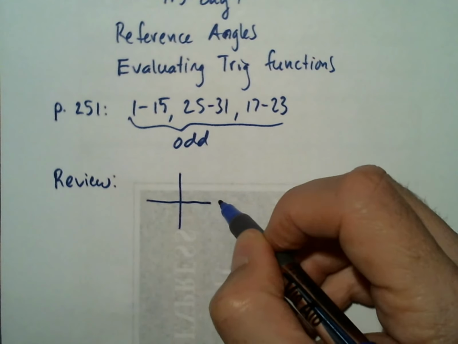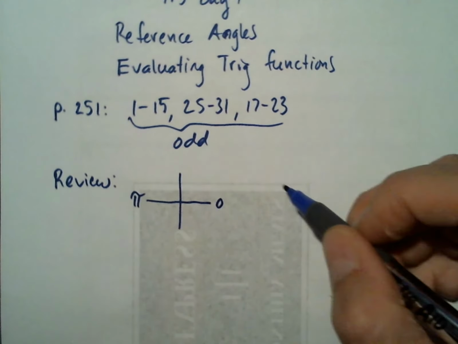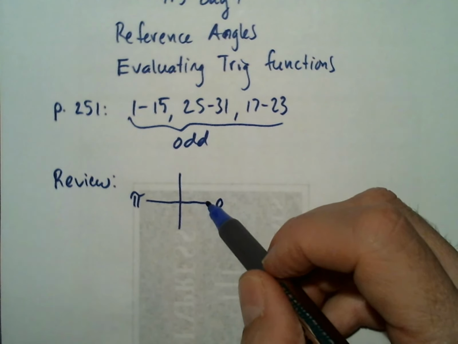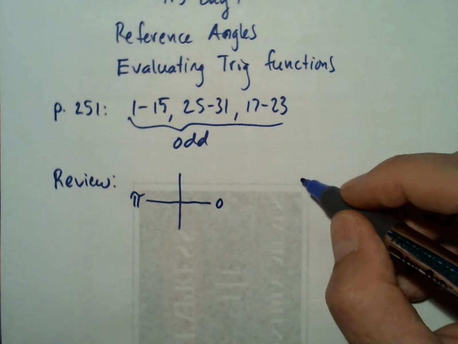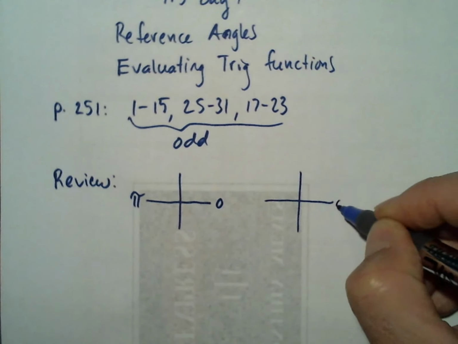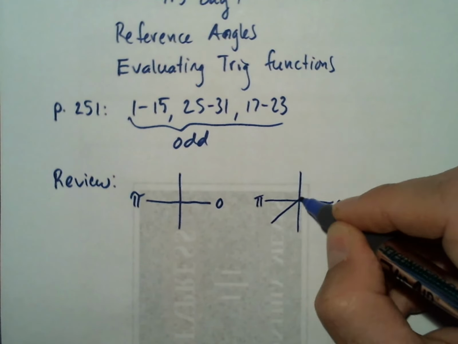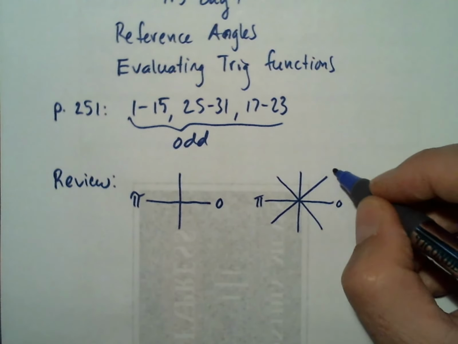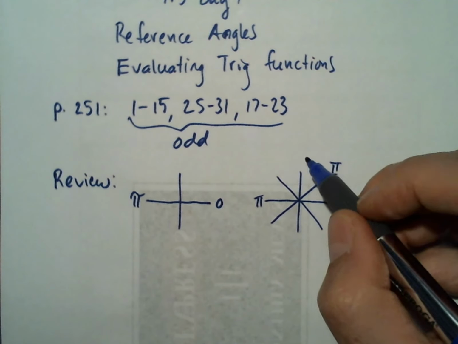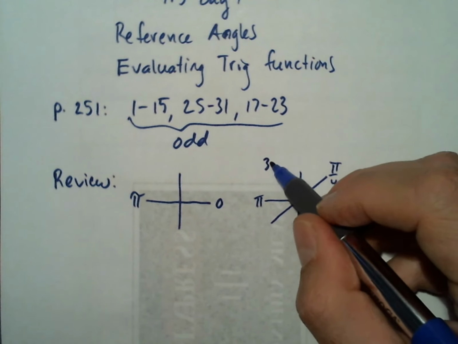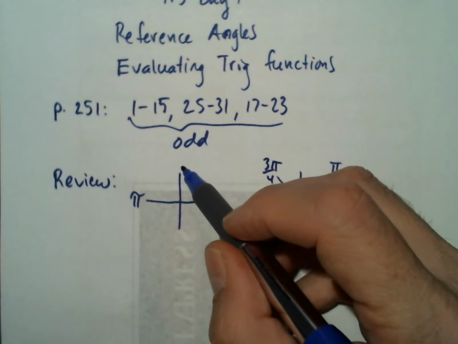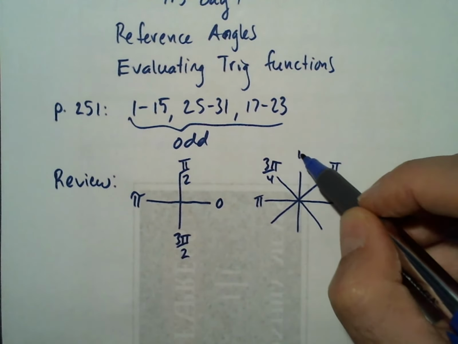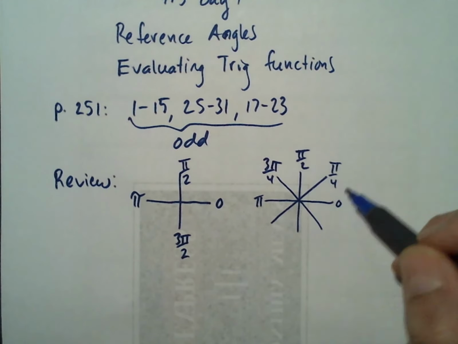Alright, so where are the angles located? We can talk about 0 degrees or 0 radians and pi radians. If we divide the top into 4 angles, that would make pi over 4, 2 pi over 4, 3 pi over 4. This is pi over 2, 3 pi over 2. And you can count your way around.